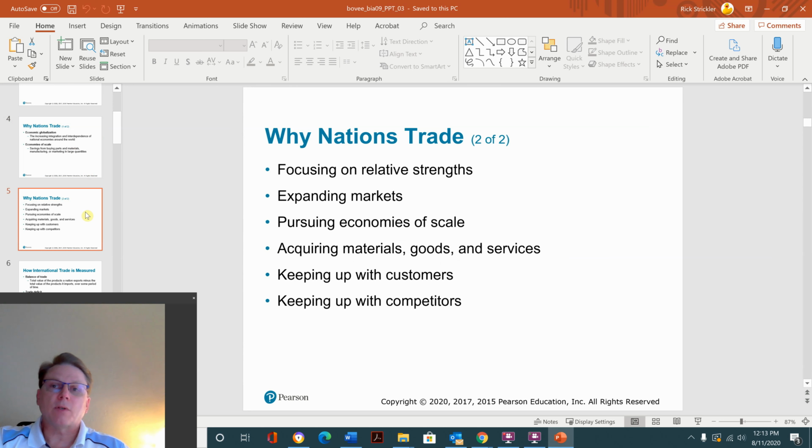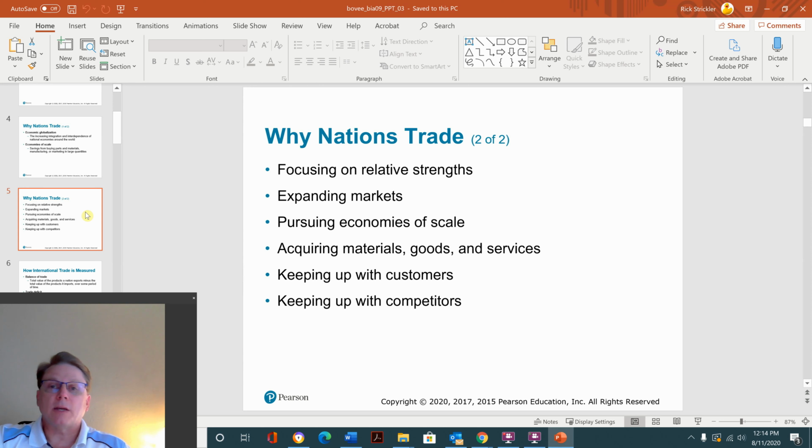Why do nations trade? Focus on relative strengths. A simple example of this is if you want to create a market for food products that aren't grown in the United States. Coffee would be a good example. You have to trade something for coffee so that you get coffee, and the country that is trading coffee will get something that they don't have in abundance there or at all there.